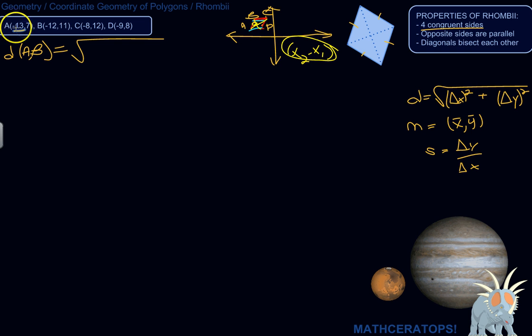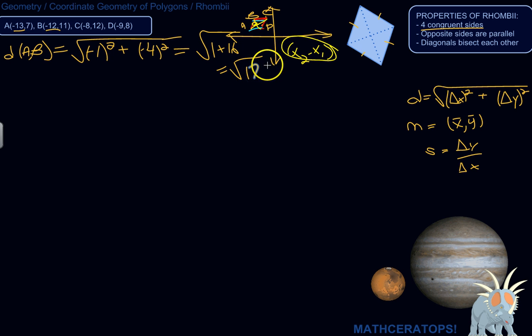So here x is negative 13, here x is negative 12. So negative 13 minus negative 12 is negative 1. Negative 13 minus negative 12 is the same as negative 13 plus 12, which is negative 1. And we'll square that. And then the difference in the y, so 7 minus 11 is negative 4. We'll square that. So negative 1 squared is 1. Negative 4 squared is 16. So altogether we get the square root of 17.